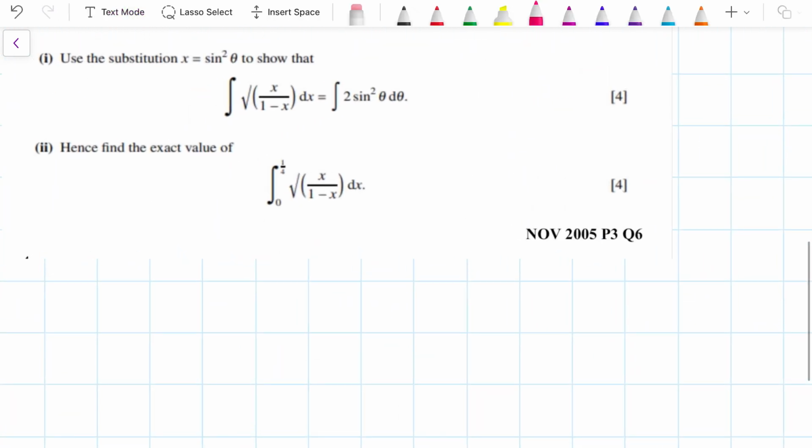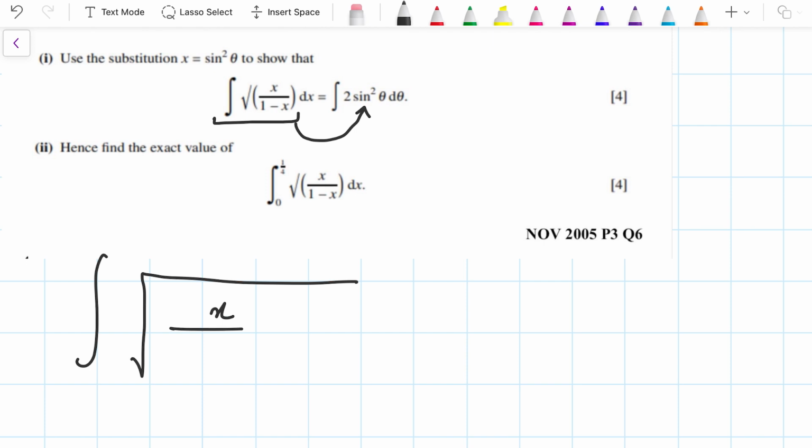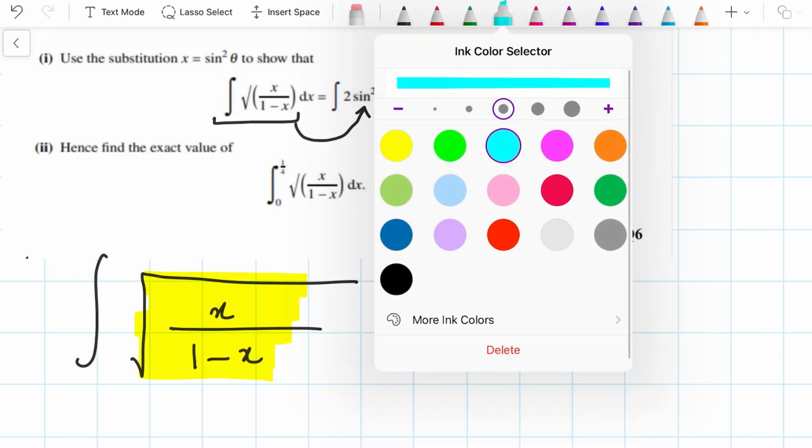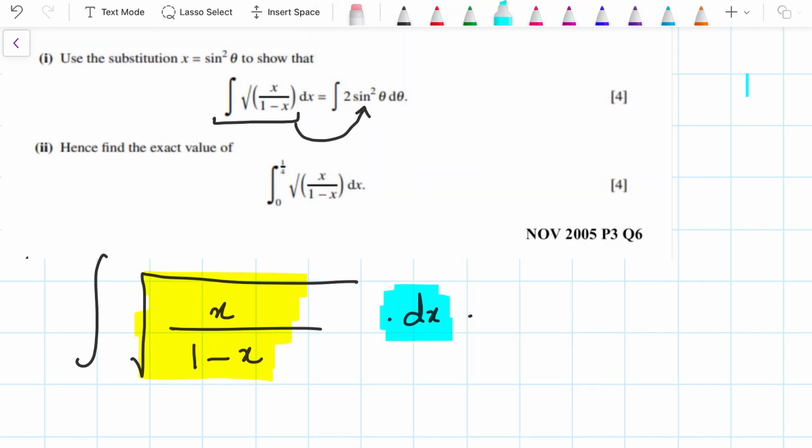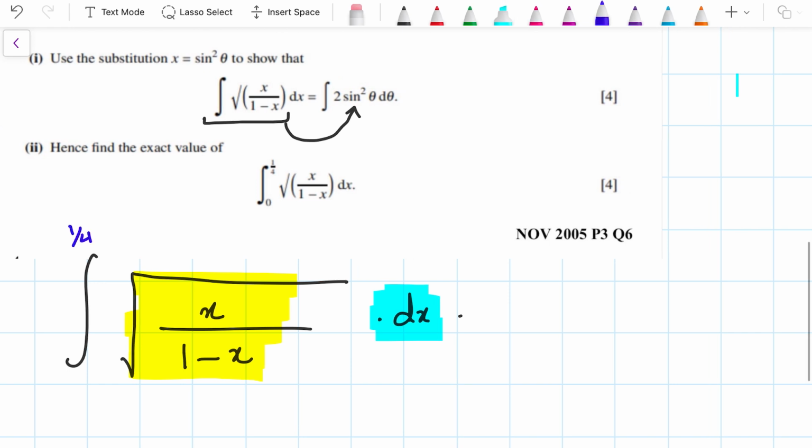Now, use the substitution x equals sine square theta to show that this function can be converted into this function. Now, remember, this function which we have has 3 parts. This is my function. This is something that we're integrating with respect to x. And the third thing that we have is the limits, which are provided in the next part, but I'm going to use them in this part so I can tell you how to change everything into one thing directly. So this is the third substitution.